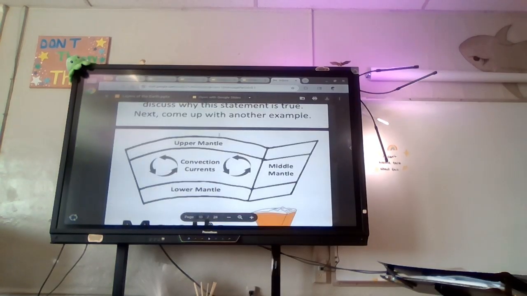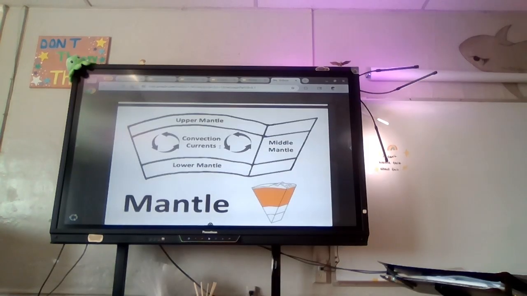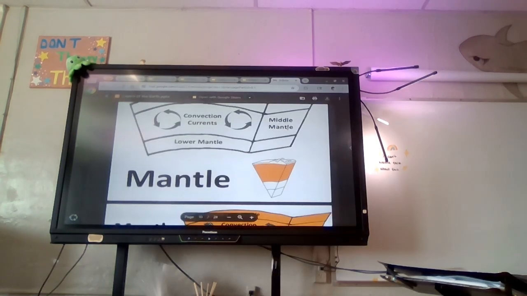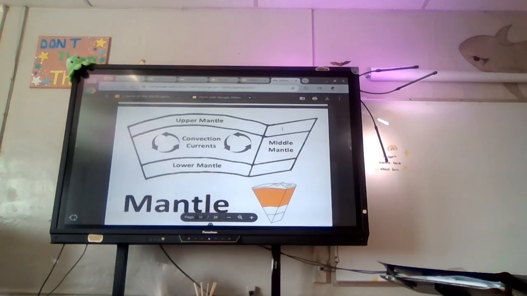And then you have the mantle. The mantle is split into 3 parts, the upper mantle, the middle mantle, and the lower mantle. The upper mantle is also part of the lithosphere, which includes both the crust and the upper mantle. And then the middle mantle has convection currents in it, and then the lower mantle is the area that's right above the core. Okay.